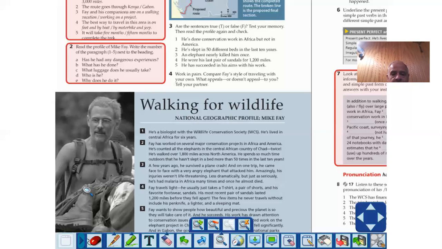Yeah. Okay. Number 4. Fay travels light. He usually just takes a t-shirt, a pair of shorts, and his favorite footwear, sandals. His most recent pair of sandals lasted 1,200 miles before they fell apart. The few items he never travels without include his penknife, a lighter, and a sleeping mat.